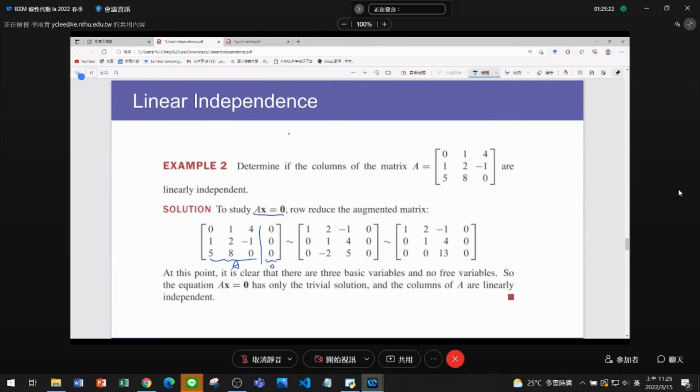And eventually we obtain such an echelon form. And at this point, it is clear that there are 3 basic variables and no free variables. So the equation Ax equals to 0 has only the trivial solution, and thus the columns of A are linearly independent.